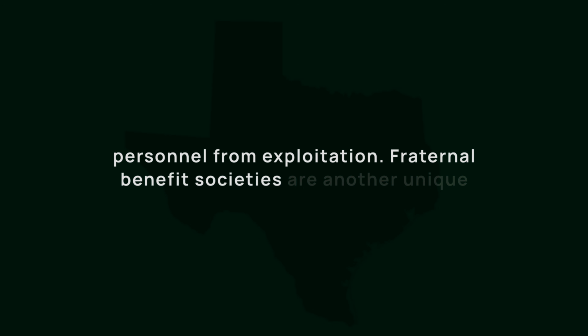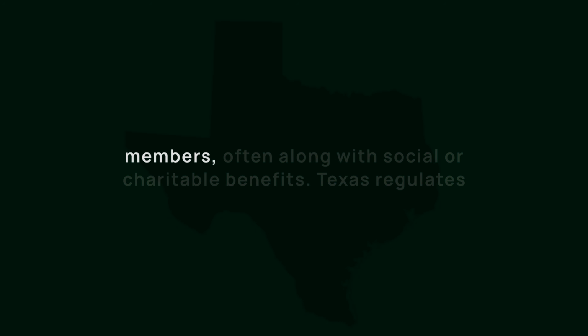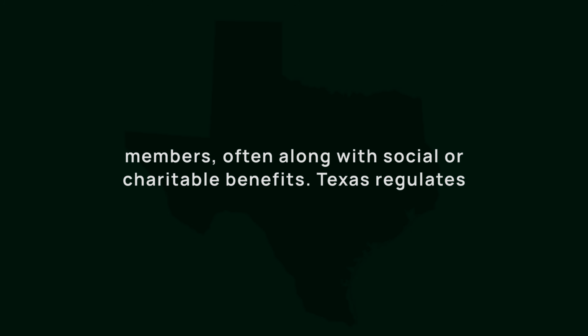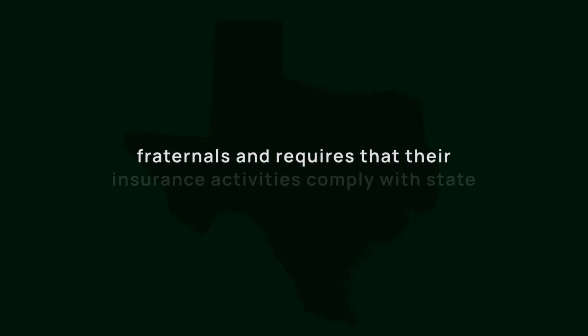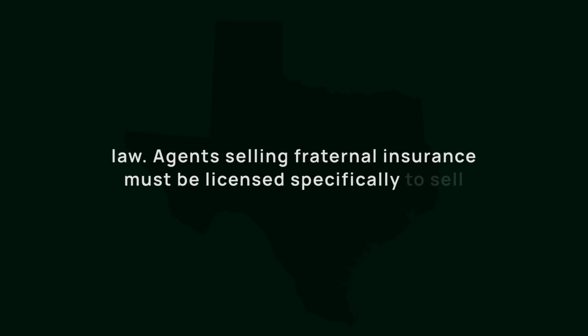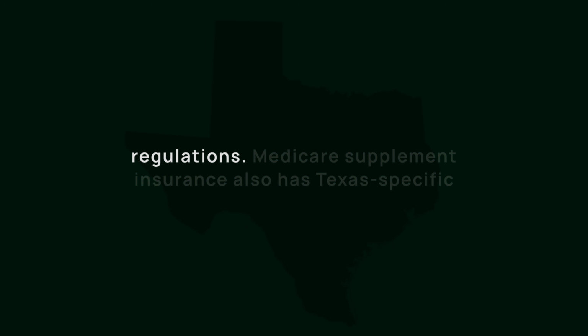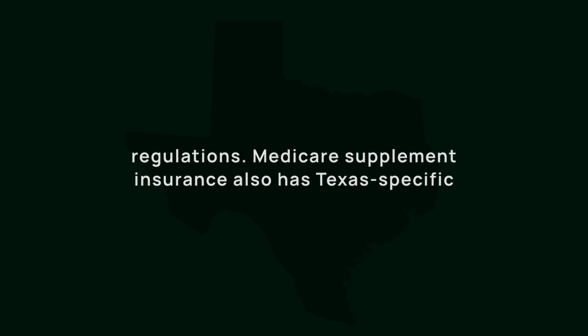Fraternal benefit societies are another unique Texas topic. These are nonprofit organizations that provide insurance to members, often along with social or charitable benefits. Texas regulates fraternals and requires that their insurance activities comply with state law. Agents selling fraternal insurance must be licensed specifically to sell for that type of organization and must follow the society's rules and Texas regulations. Medicare supplement insurance also has Texas-specific rules.